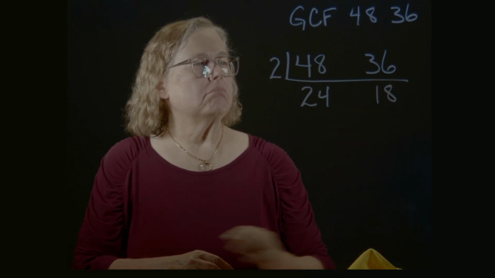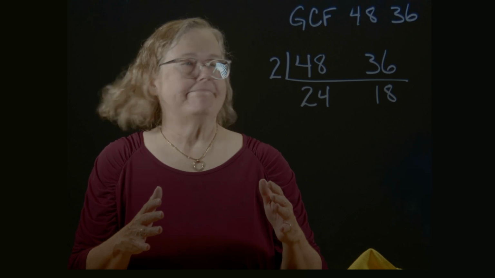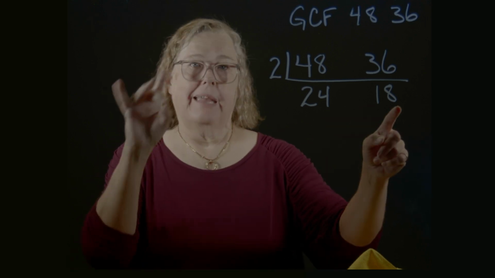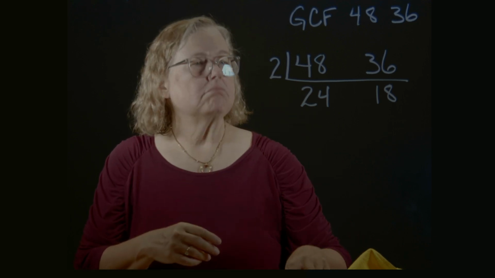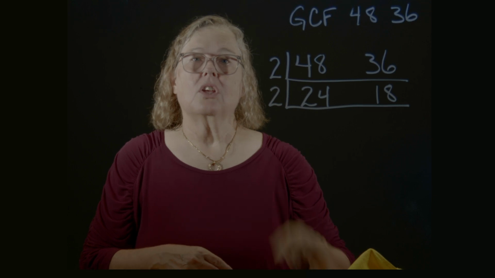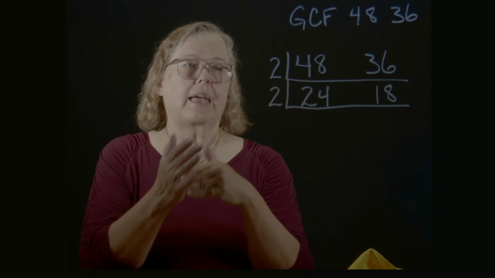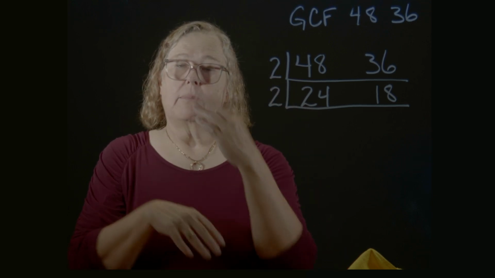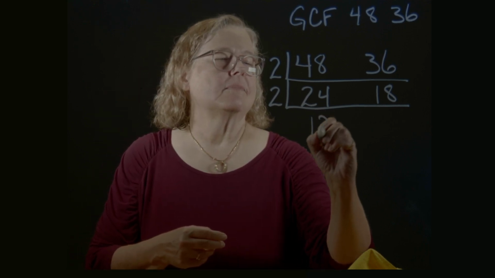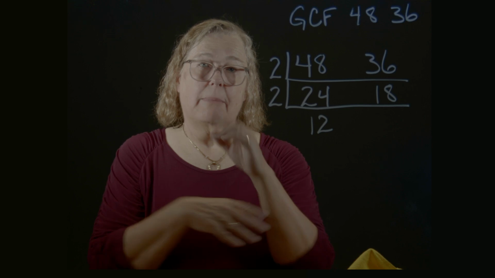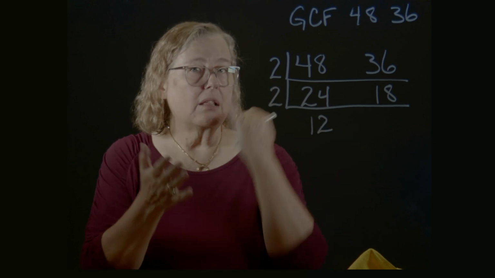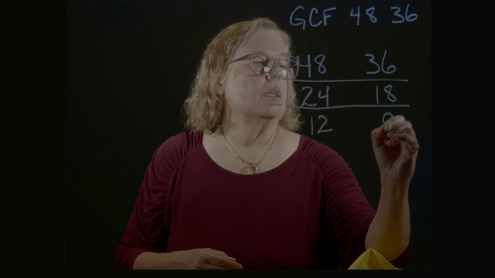All right. Are we done? No, they're both even, right? We can do it again. 24 and 18. They're even? All right. So we can divide out 2 again. What is 24 divided by 2? It is 12. What is 18 divided by 2? 9. Again, you can use a calculator if you need to.